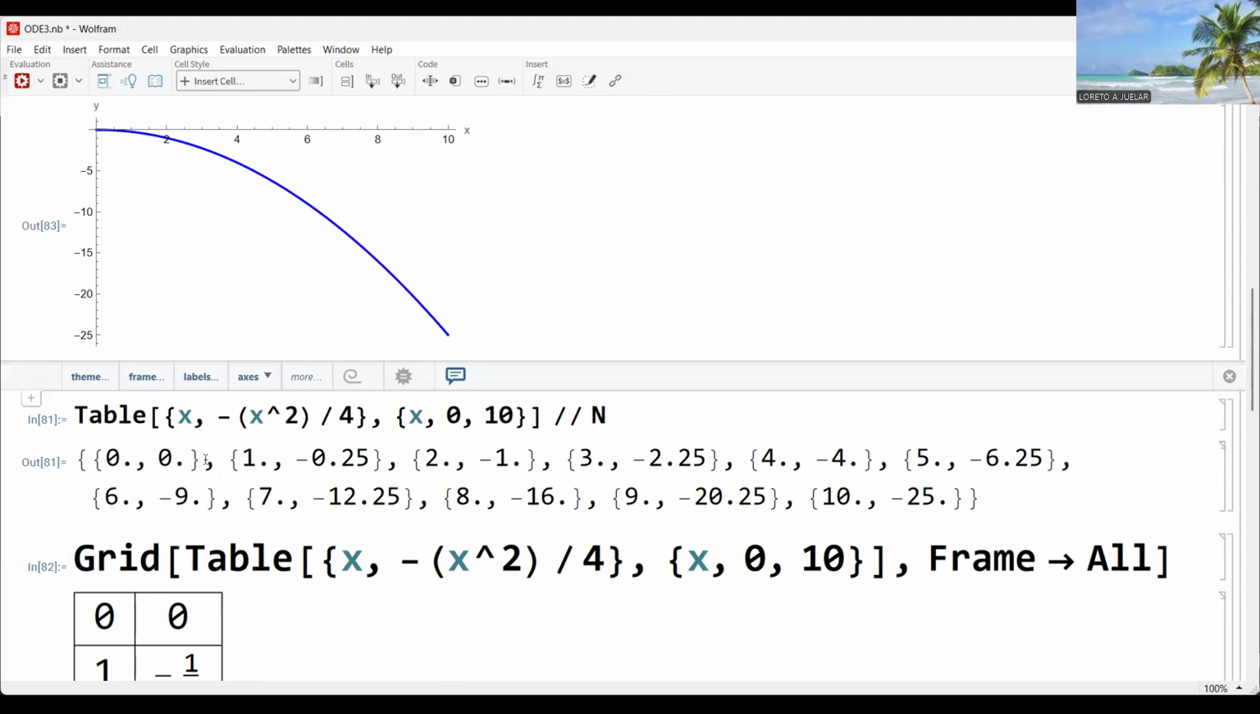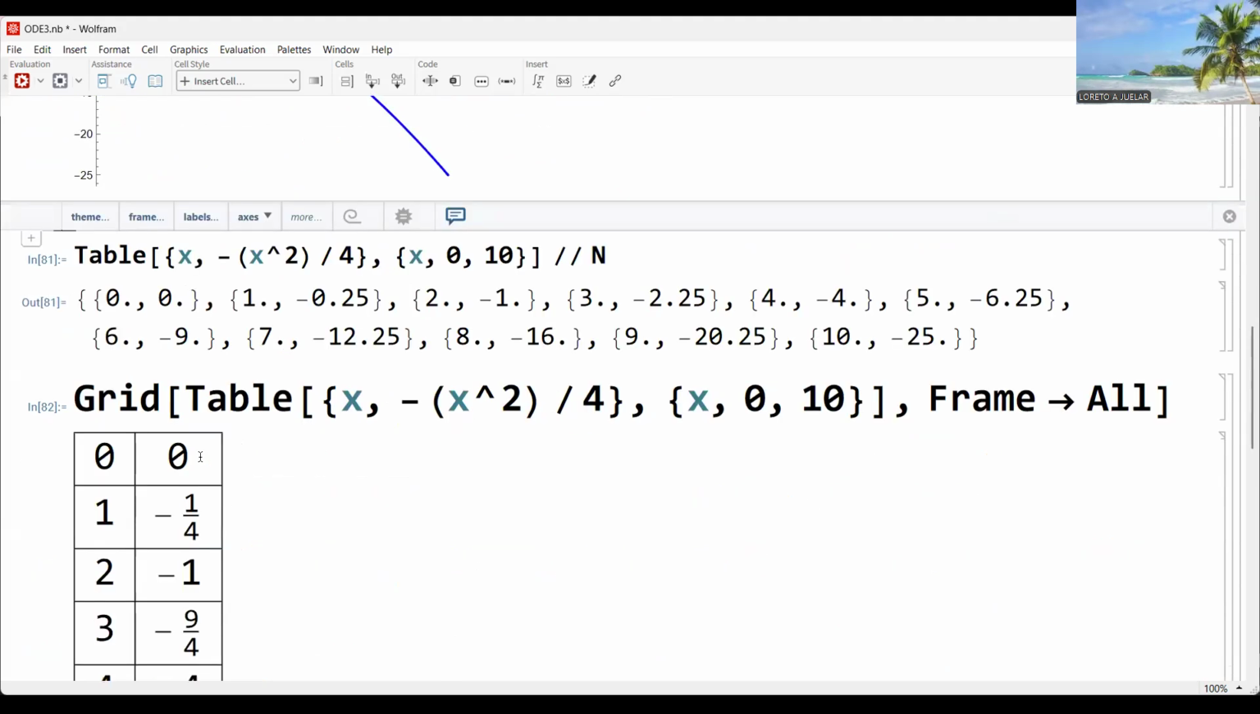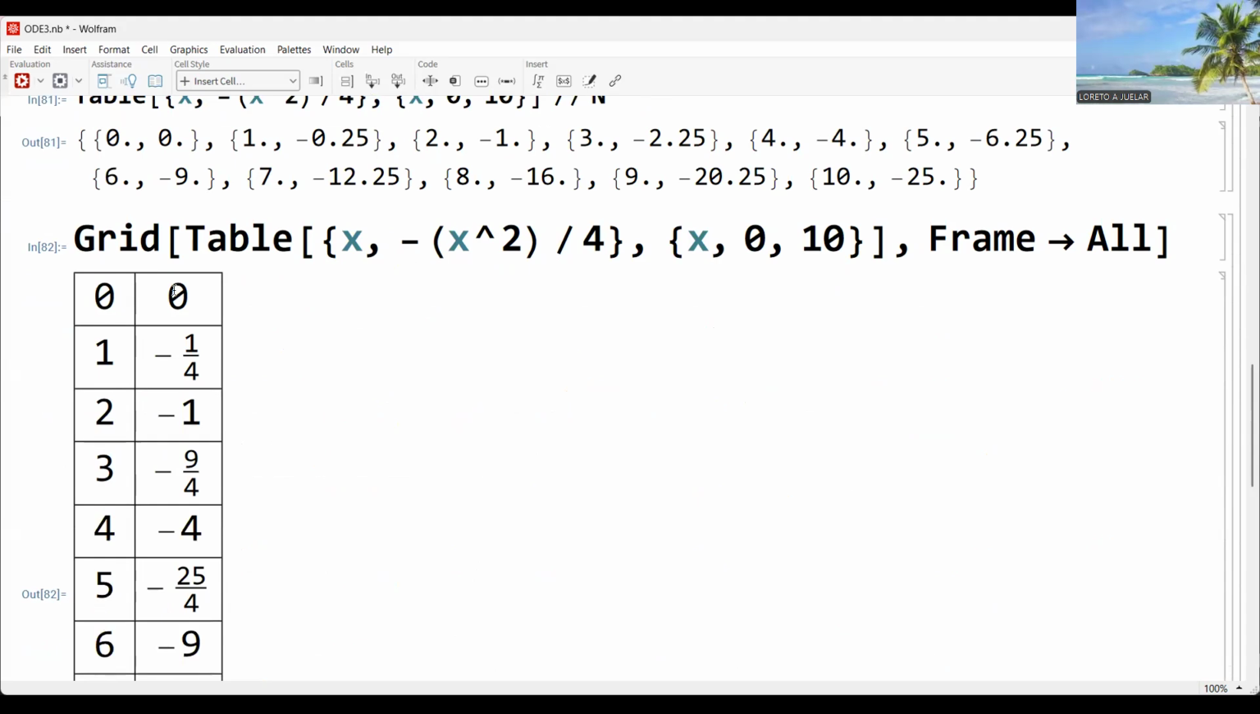By using the table here, we have the values of x and values of y. By grid table, if x equal to 0, y equal to 0; if x equal to 1, y is equal to negative 1/4; if x equal to 2, y equal to negative 1; if x equal to 3, y equal to negative 9 over 4.